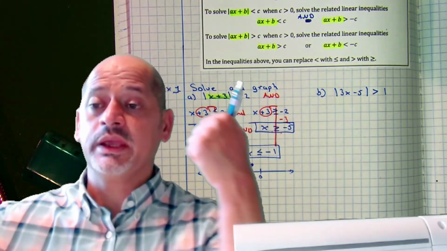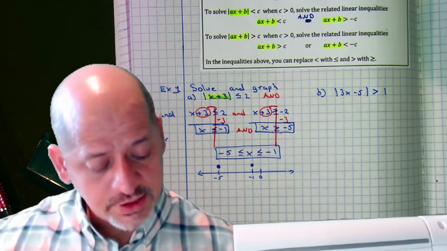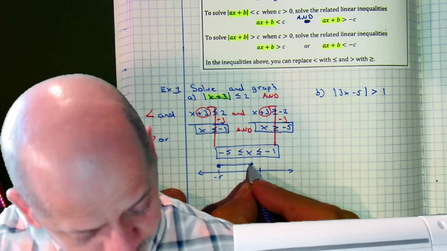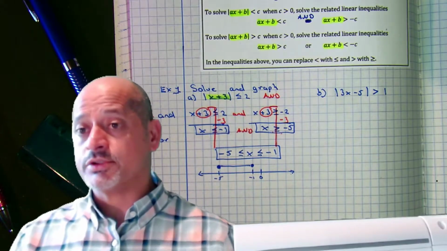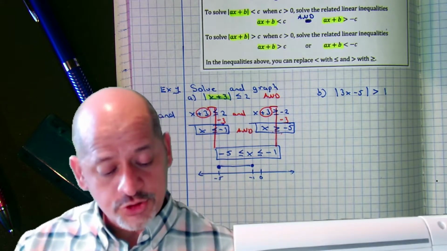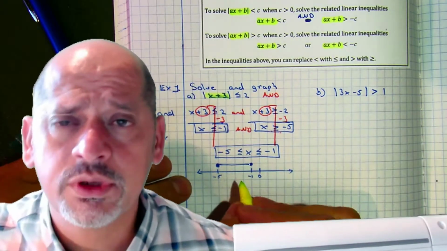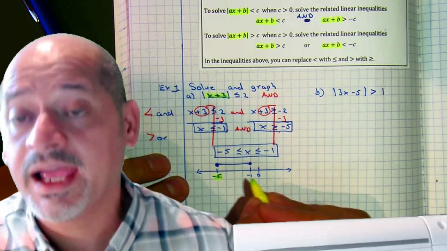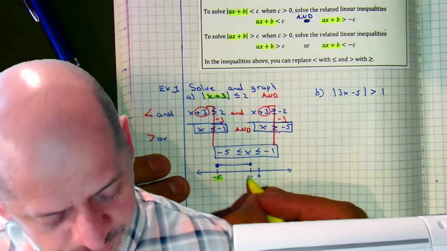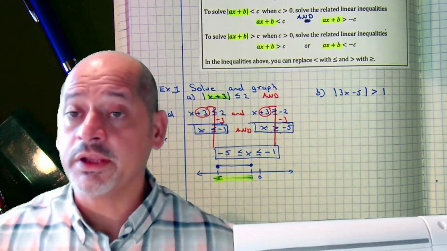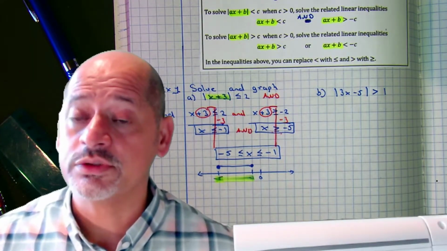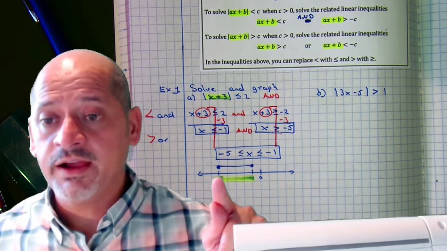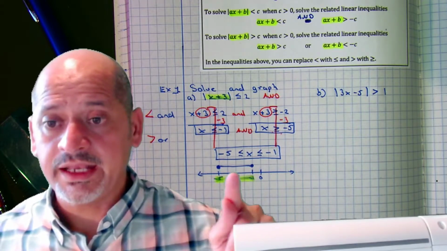And automatically they should be crashing against each other. I'm going to highlight my solutions. Can I highlight negative 5? Yes. Can I highlight negative 1? Yes. Because of the equal sign underneath, both of them are also solutions. All the way from negative 5 to negative 1 and any number in between.